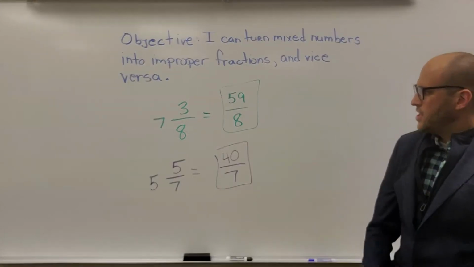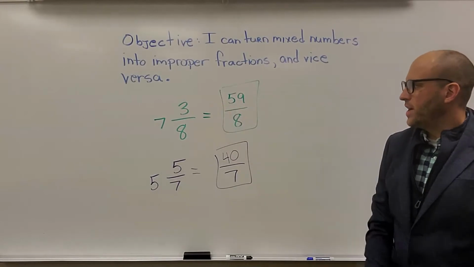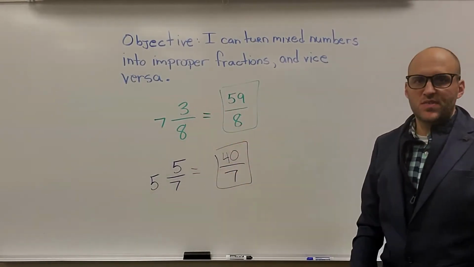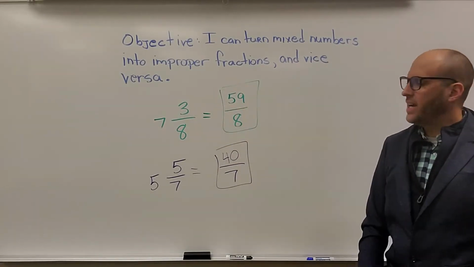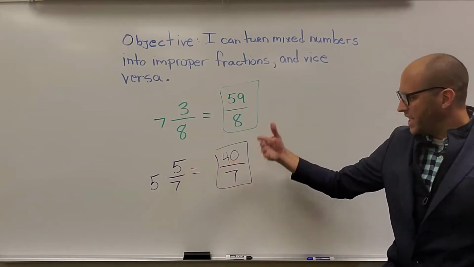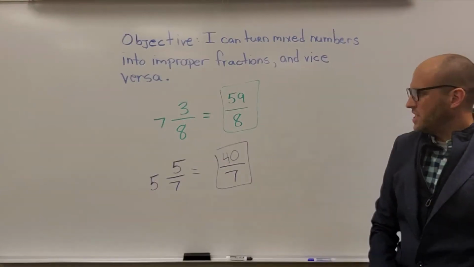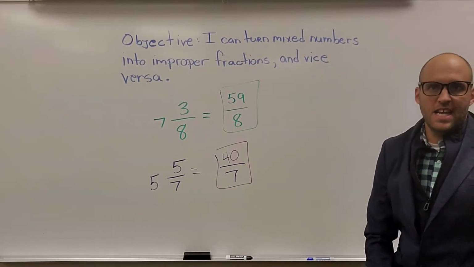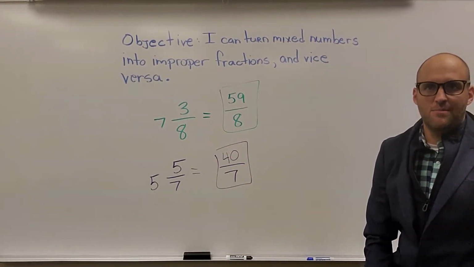All right, mathematicians, hopefully for the first one, you ended up with 59 over 8. 7 times 8 is 56, plus 3 is 59, and that's how I came up with the new numerator. Here, 5 times 7 is 35, plus 5 is 40, and that's how I ended up with 40 over 7. And notice again, denominators don't change in these problems.